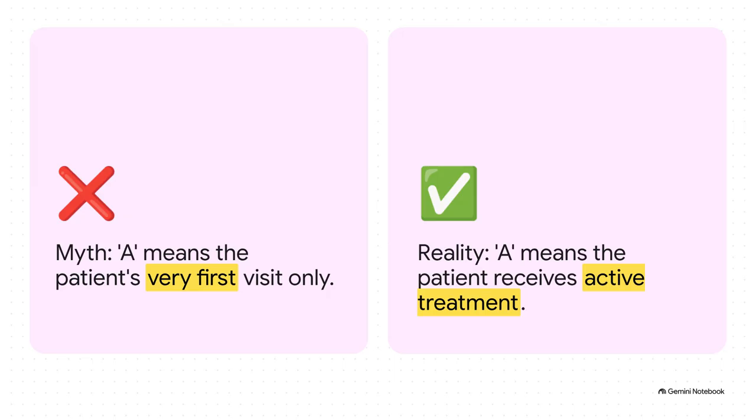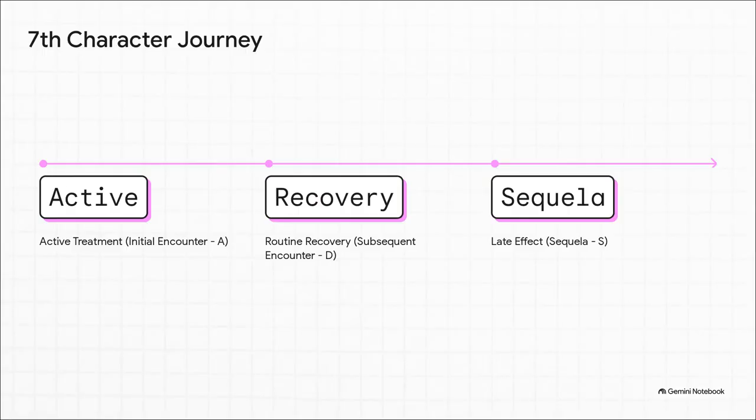The reality is that A means the patient is receiving active treatment for the condition. It doesn't matter if it's their first visit, their second, or their fifth. If the provider is actively treating that injury, say they are evaluating a new symptom, doing surgery, or aggressively managing it, it gets an A.